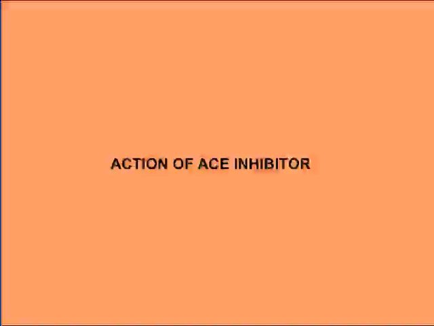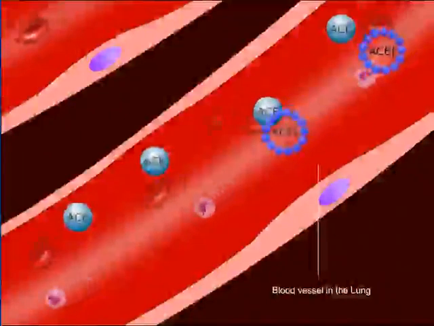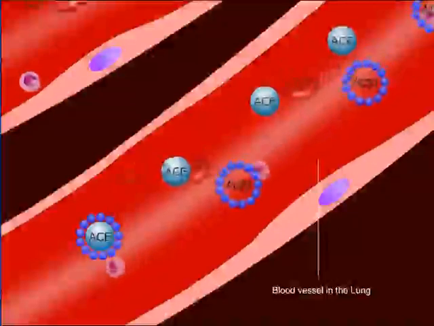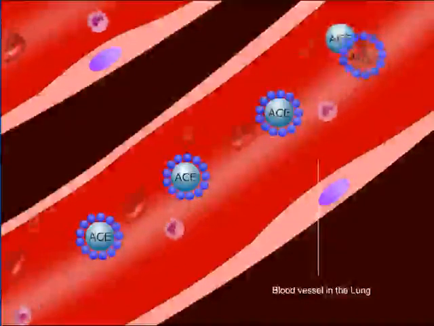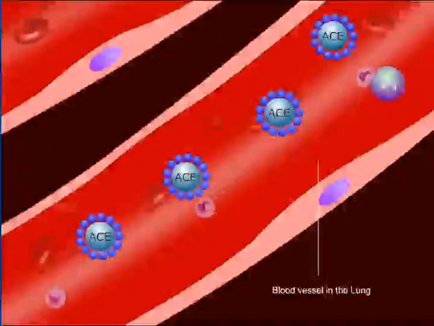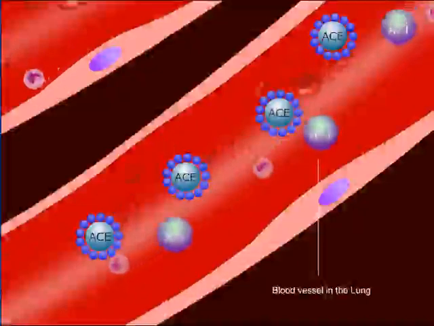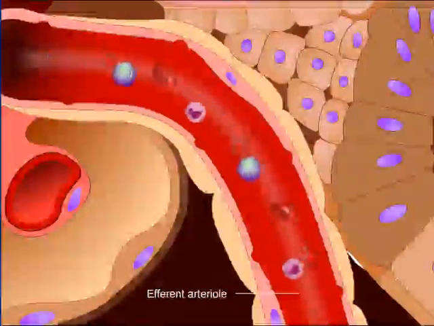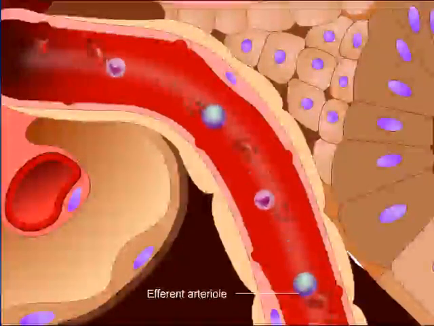Action of angiotensin-converting enzyme inhibitors. In the lung, angiotensin-converting enzyme, or ACE, is blocked by ACE inhibitors. ACE inhibitors, such as lisinopril, block ACE from converting angiotensin I to angiotensin II. By doing so, they contribute to decreased levels of circulating angiotensin II, resulting in vasodilation.